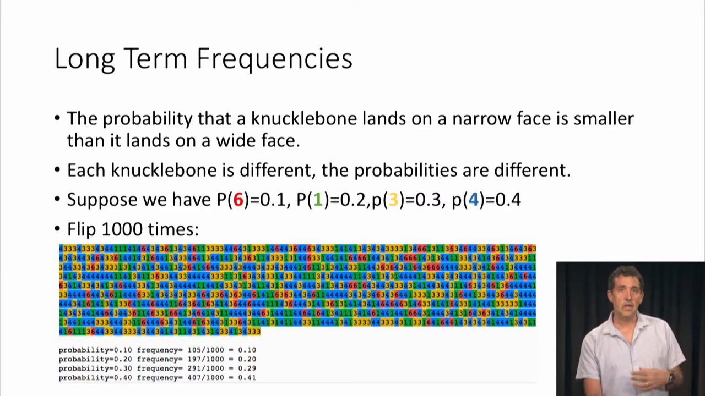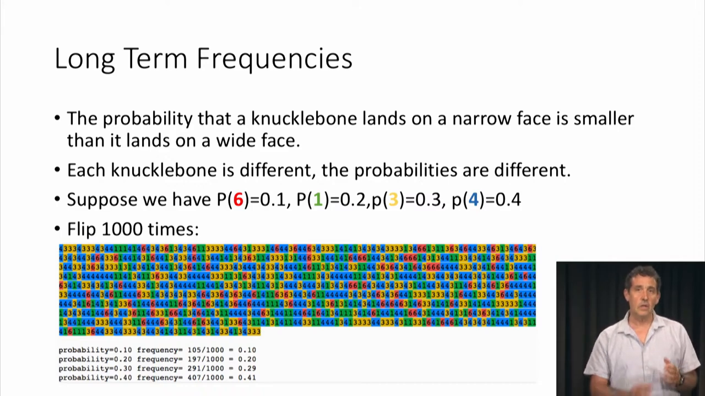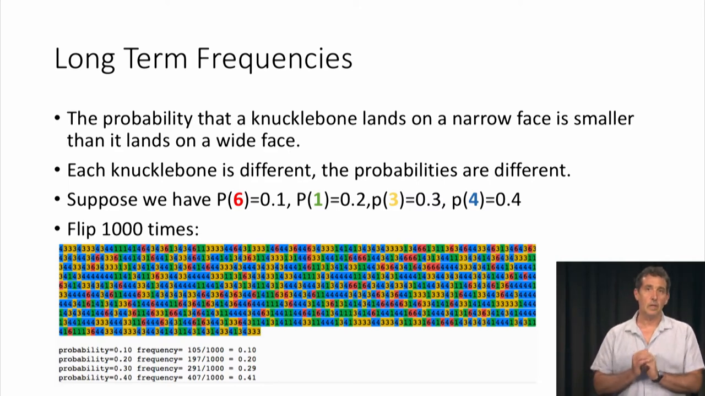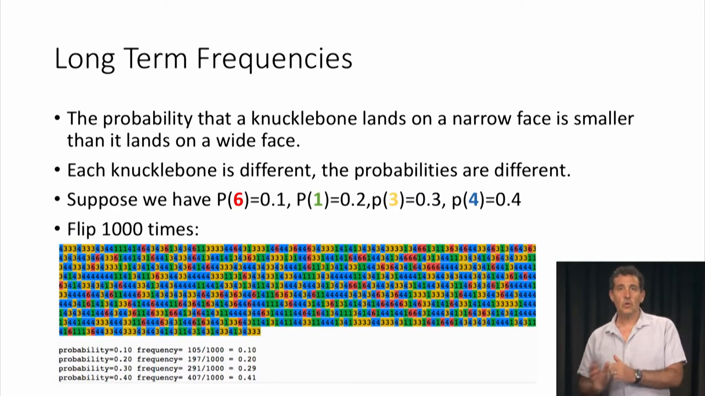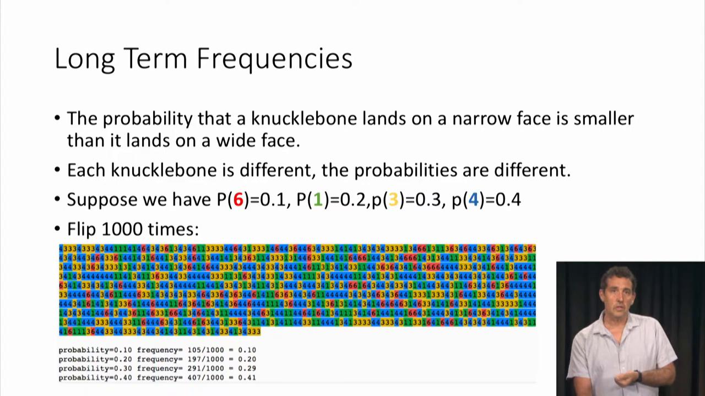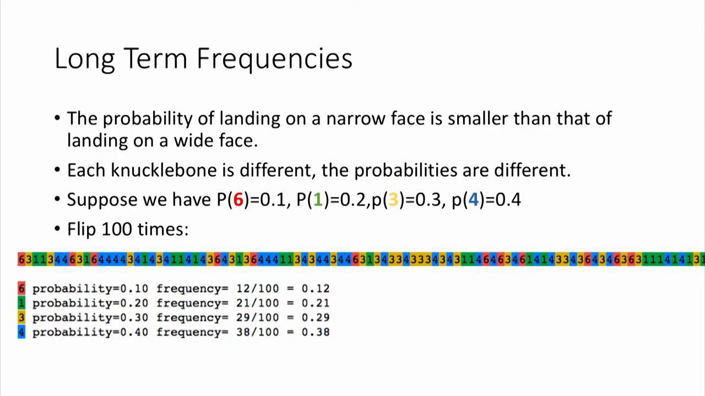Long-term frequencies are basically the assumption that when you throw something many, many times, the number of times that you get each possible outcome, the fraction of that from the total, converges to some fixed number. But of course, that depends on how many times you throw the coin, or the knuckle bone in this case. So if we throw it 100 times, that's much fewer, and now the fractions that we get are more distant from the true probabilities.